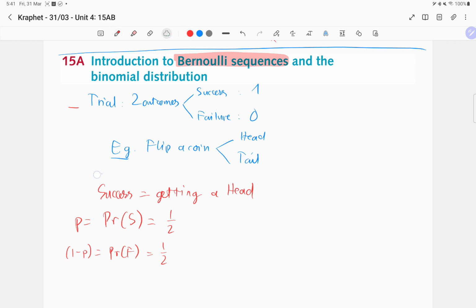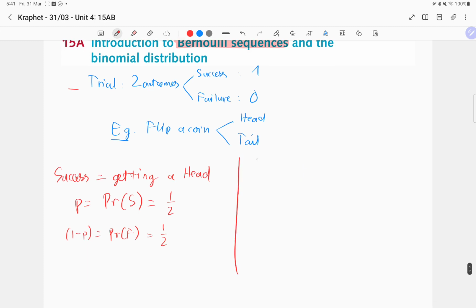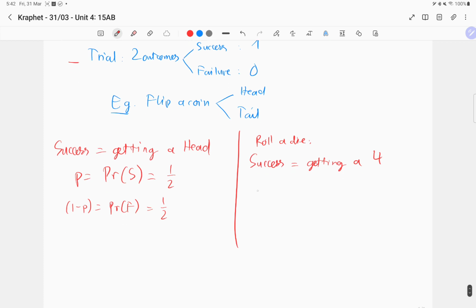Now, another example that might better illustrate this idea of 2 outcomes, success and failure, is rolling a die, a 6-sided die. You have to define success in some way. Let's say we define success as getting a 4. If you get a 4, you get a success. So what's the probability of success? The p-value, or probability of success, is 1/6. Yes, that's right.